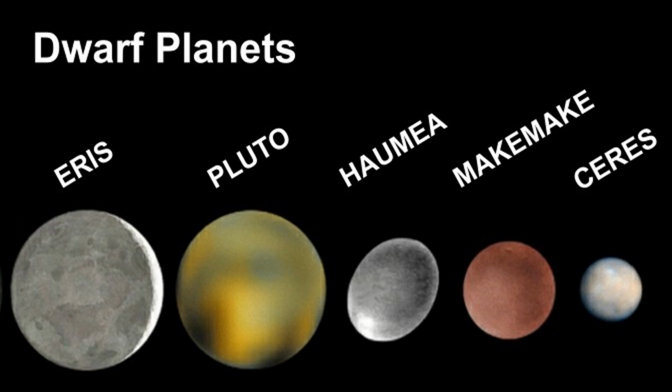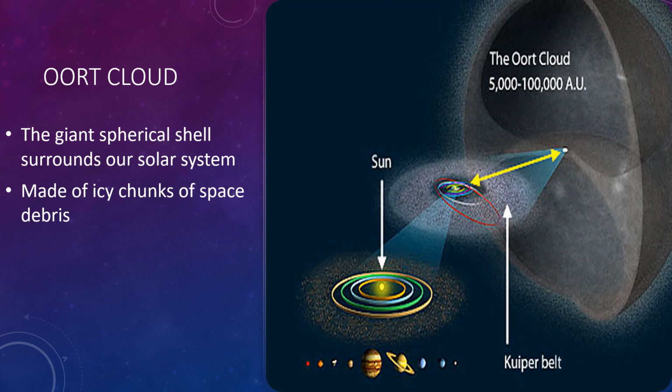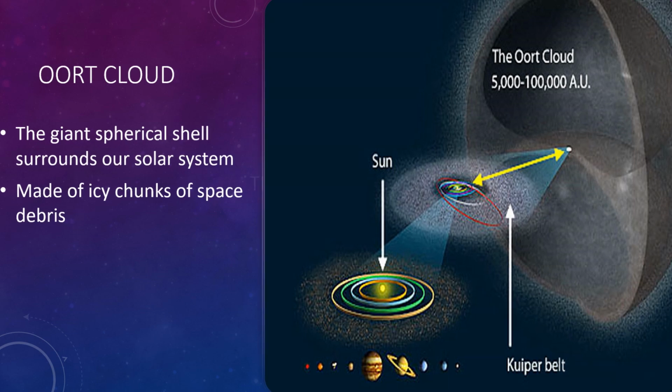Eris is the most distant dwarf planet. It is the second largest dwarf planet. Eris was once considered for the position of the 10th planet but failed to meet the criteria set out by the IAU in 2006. Beyond the fringes of the Kuiper belt is the Oort cloud, the giant spherical shell which surrounds us. It is made of icy pieces of space debris. The Oort cloud is the boundary of the Sun's gravitational influence.